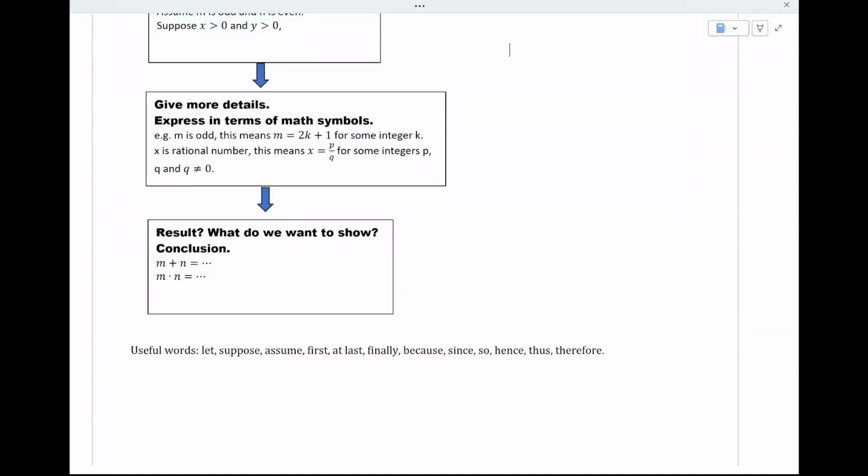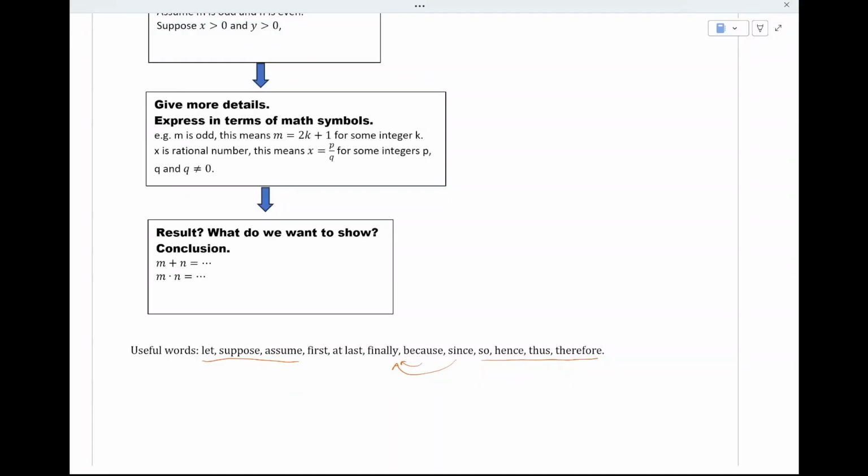So here are some words to help us as we write our proofs. And you'll notice I used a number of these in that first proof that we did together. Let, suppose, assume, first, at last, finally, because, since, so, hence, thus, therefore. These ones are often used near the end of the proof: so, hence, thus, therefore. At the beginning of the proof, we often use let, suppose, assume, things like that. Since sometimes is included in the middle somewhere, or because.